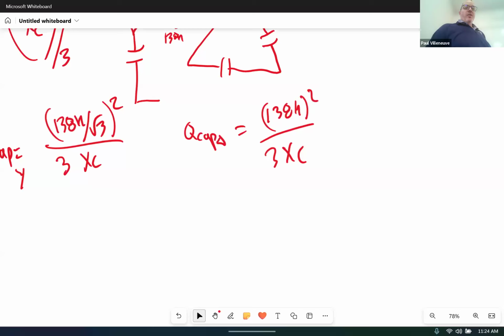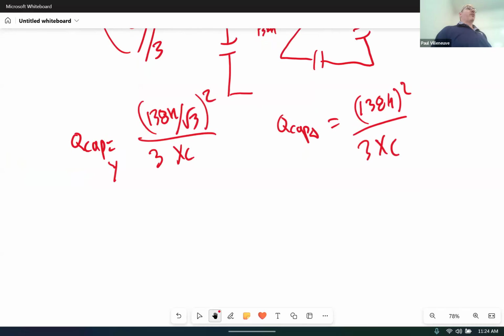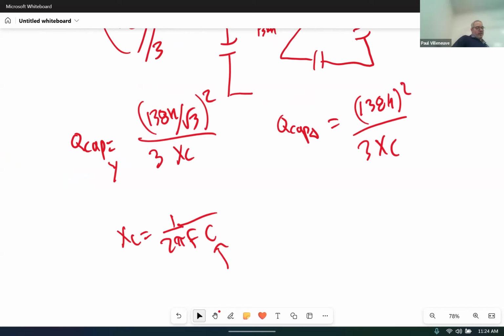And then the last thing, once you had X sub C, does everybody know how to solve for X sub C in either of these equations? X sub C is 1 over 2 pi F C. Solve for C, and you get 2 different answers.